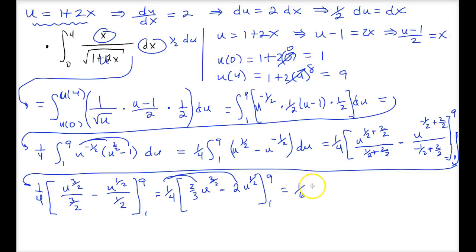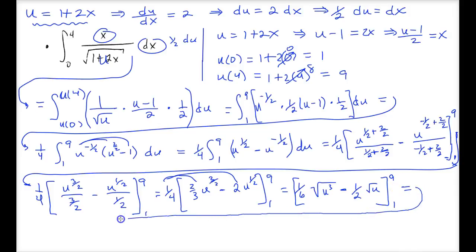And I'm going to go ahead and put this in root form now. So this will be the square root of u cubed, and then minus 1/4 times 2, which just gives us 1/2, and that will be the square root of u. Of course, that again will be evaluated from 1 to 9. And so from here, we go ahead and substitute our limits of integration.